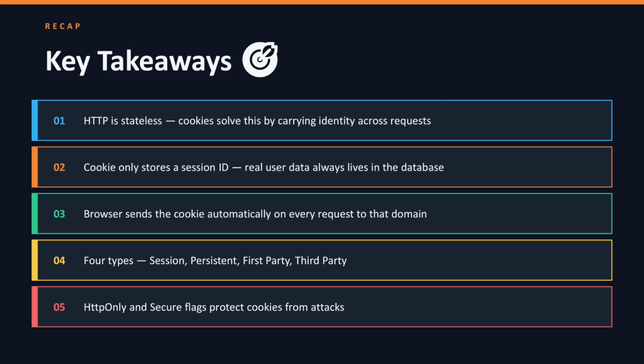5. The HTTP only and secure flags are critical security features. HTTP only stops JavaScript from reading the cookie, and secure ensures that it is sent over HTTPS. If you remember just these 5 points, you now understand cookies better than most developers.